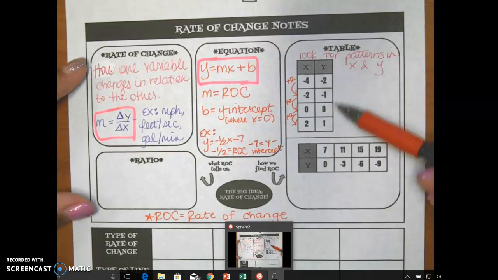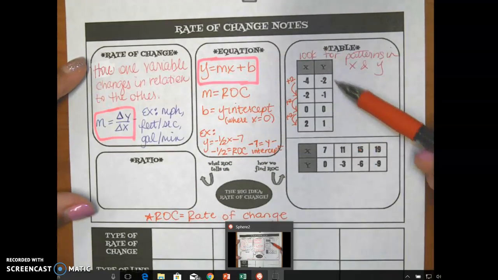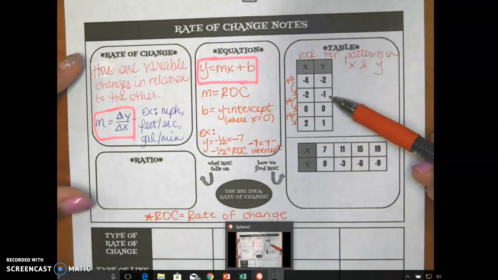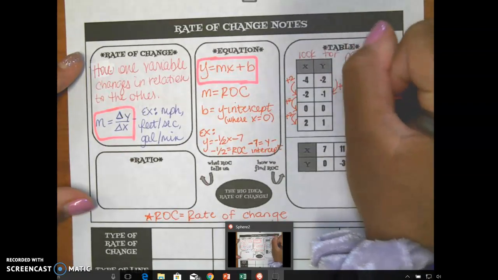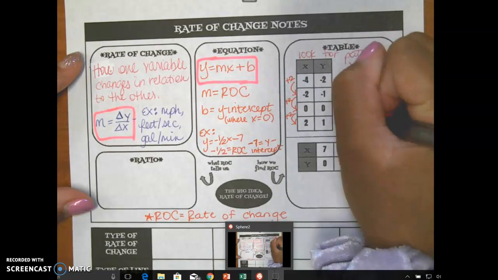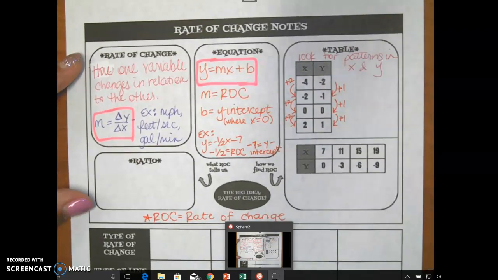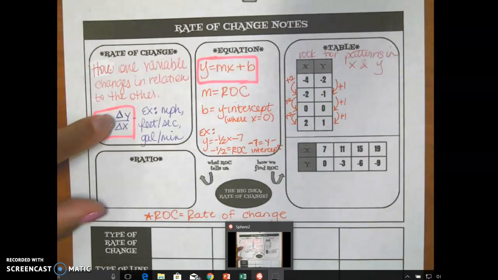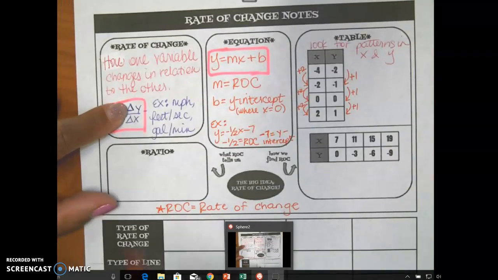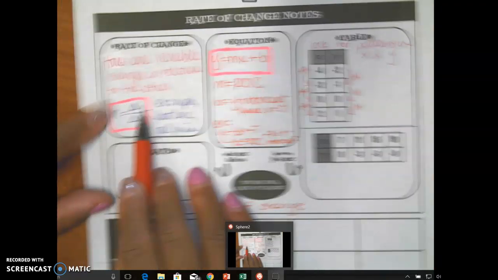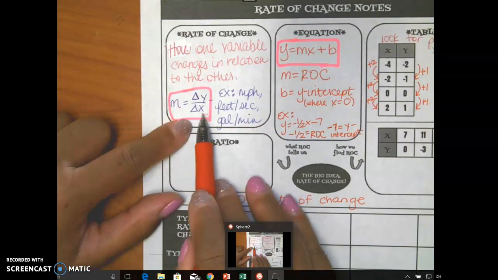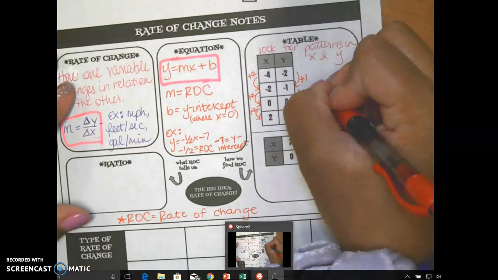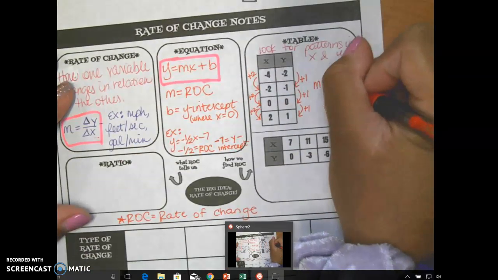I'm going straight down. What's happening from the -2 to the -1? I'm getting toward the positive, so I'm adding 1. Good. +1, +1, and +1. So now in order to write that as a rate, who goes on top? Look at what I wrote over here in this box. What letter's on top? Y. What letter's on the bottom? X.